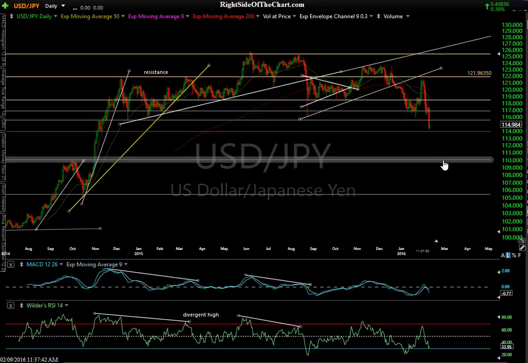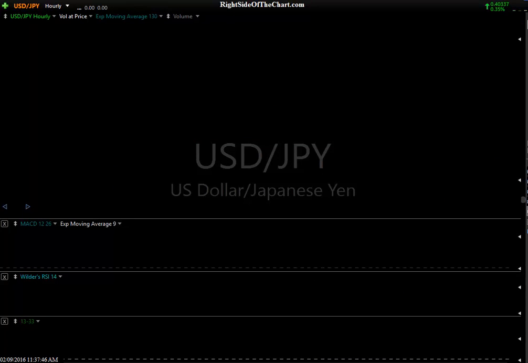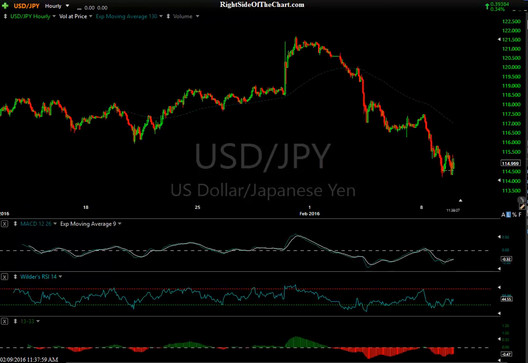And near-term, let's zoom down a little bit. We'll zoom down to a 60-minute chart here. And here is my reason for leaning towards a bounce in the dollar. I already made the case with the divergence on the euro. Now look at this pattern here.